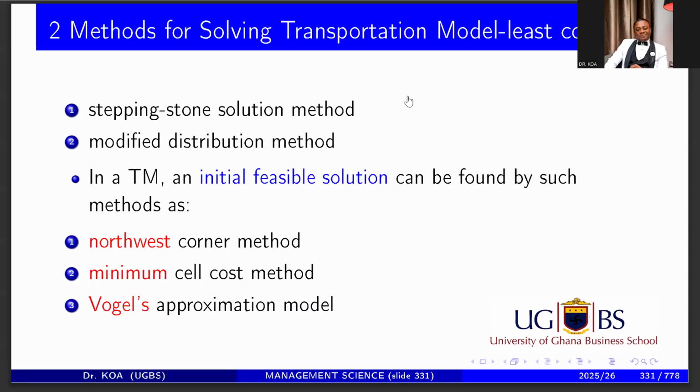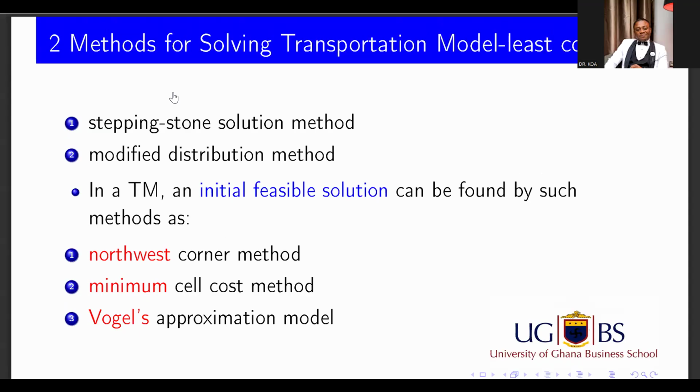We are going to look at some methods of solving this. There are two methods for solving a transportation problem. There are also methods for identifying the initial feasible solution, which must be identified first. There are three of them: the northwest corner method, the minimum cell cost method, and the Vogel approximation. We shall look at two of them. Then, to get to the optimal solution from the initial feasible solution, you need the stepping stone method and the modified distribution method. We're going to look at them.